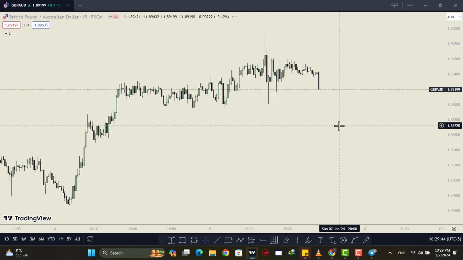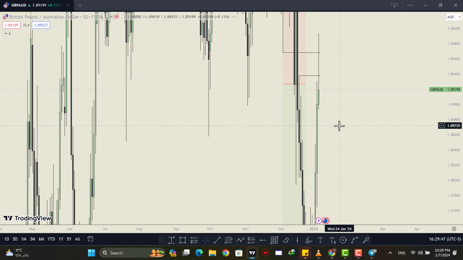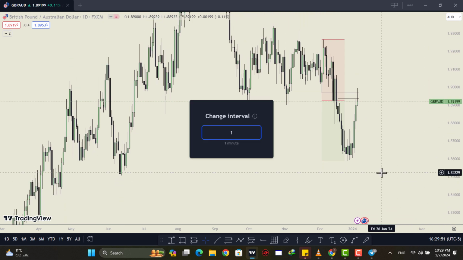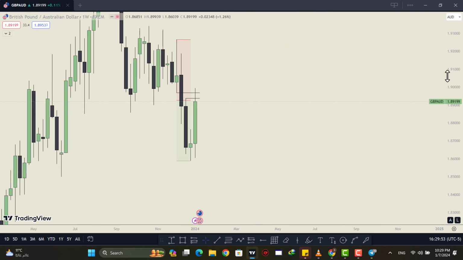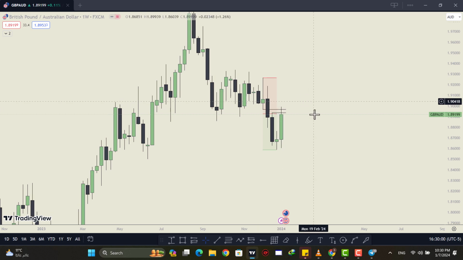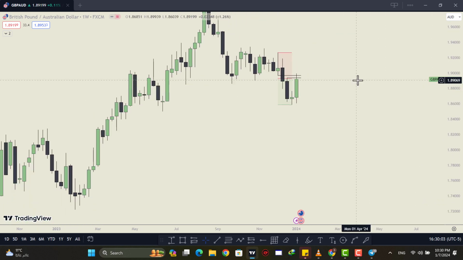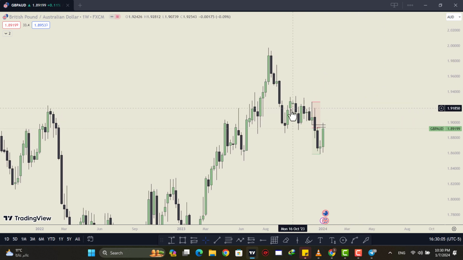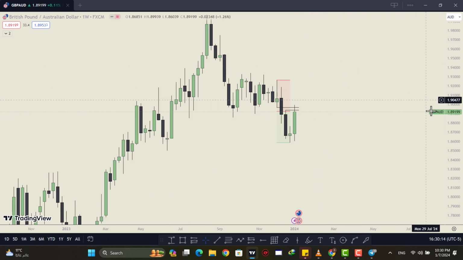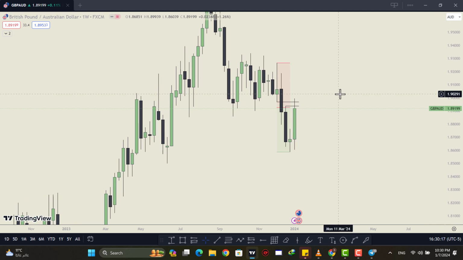So let's go to another pair, and this is the British pound against the Australian dollar. So again, we start from the weekly time frame. We have the consolidation right here, expanded lower, left a fair value gap behind. The order flow is bullish on this one, so this could be just a power of 3, right? Meaning this is an accumulation, manipulation, and then distribution. But we're gonna let the intermediate time frames decide.